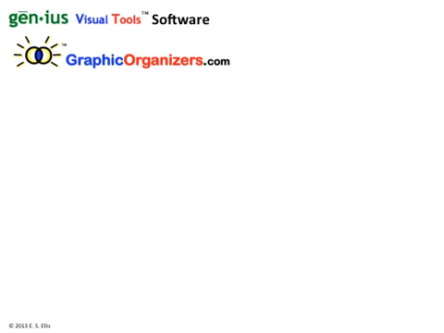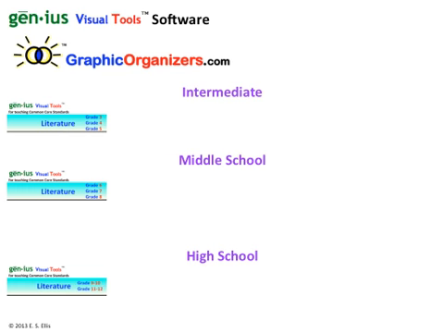Now, you might be interested in where you can find these resources. They're available on a website called graphicorganizers.com. And these are leveled, and so there are a group of these designed for the intermediate grades, a different group specifically designed for middle school, and then another group for high school. So for an example, if you look at the Common Core Standards, there's a series of these that all address reading and writing about literature across those various grade levels.